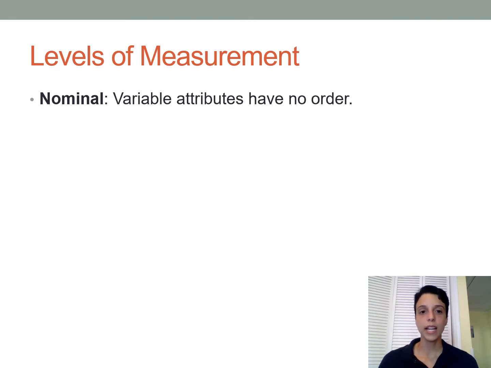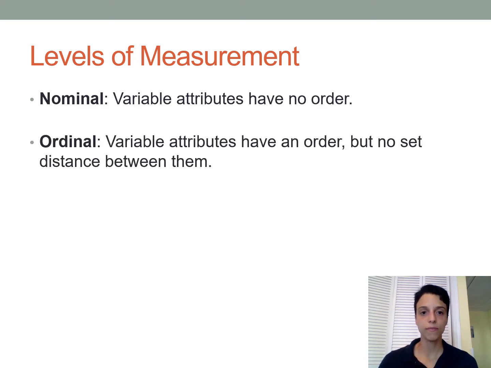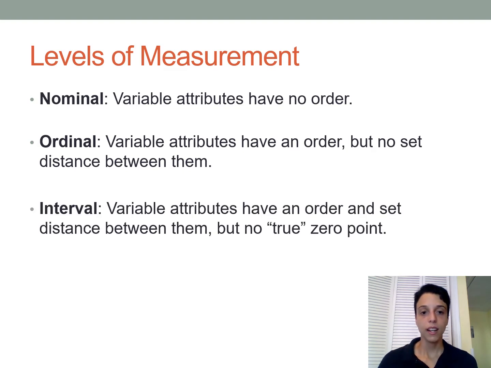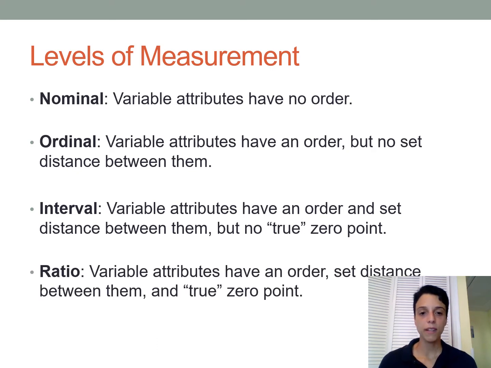So variables that are at a nominal level of measurement have attributes that cannot be put in order. Variables at an ordinal level of measurement have attributes that can be put in order, but there's no set amount of distance between those attributes. Interval level variables have attributes that can be put in order and have the same amount of distance between each attribute, but they have no true 0 point. And ratio level variables have attributes that can be put in order, a set distance between all the attributes, and a true 0 point. That probably sounds like a whole lot of gobbledygook once again, so we're going to go through examples.